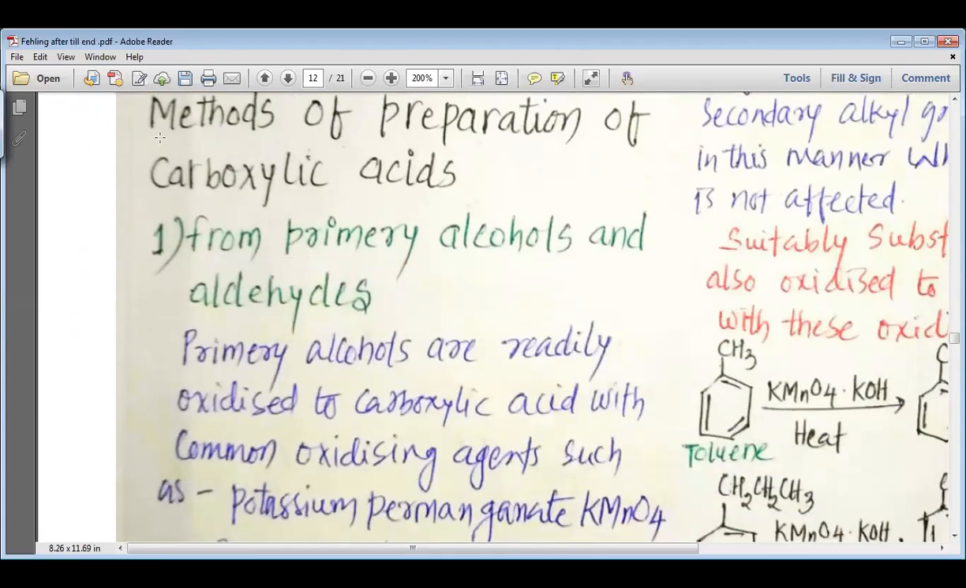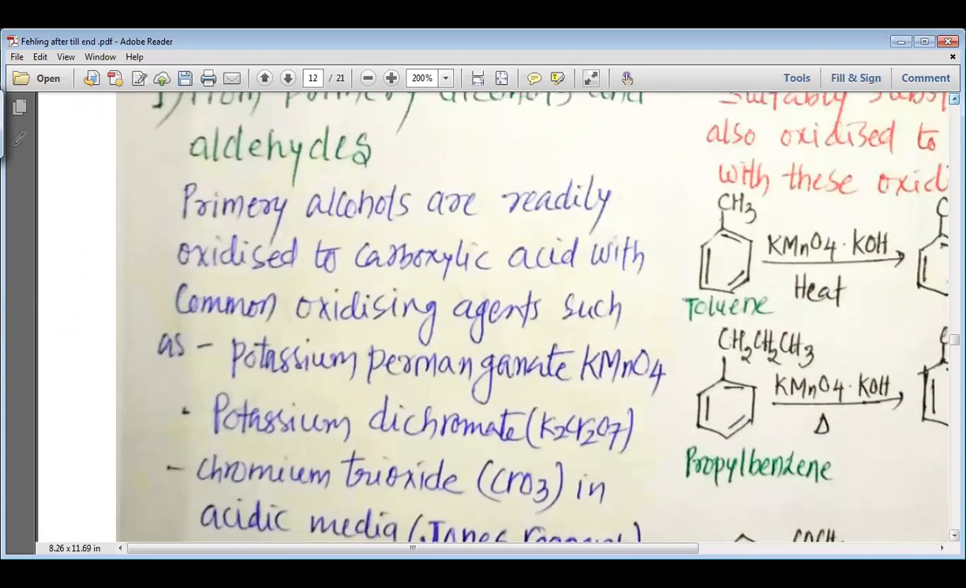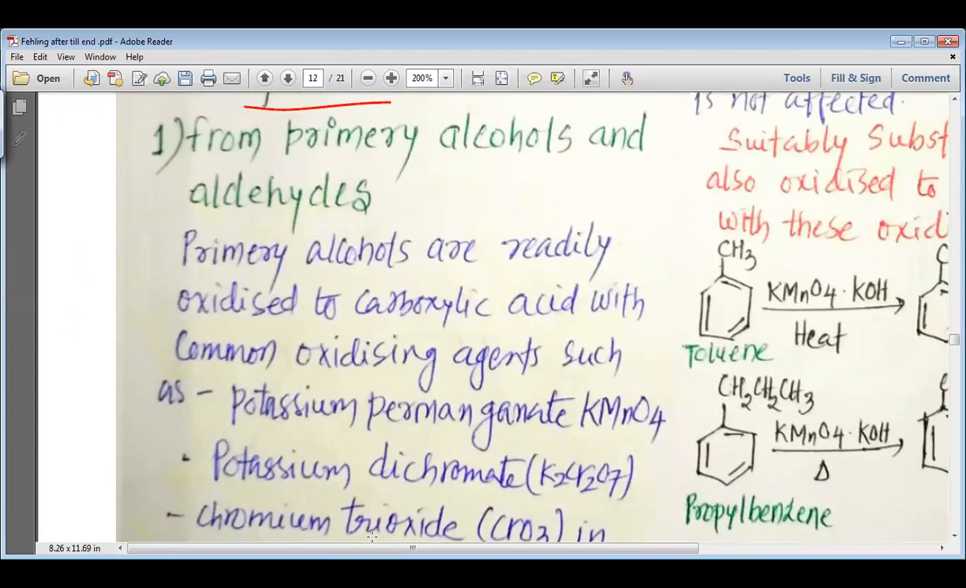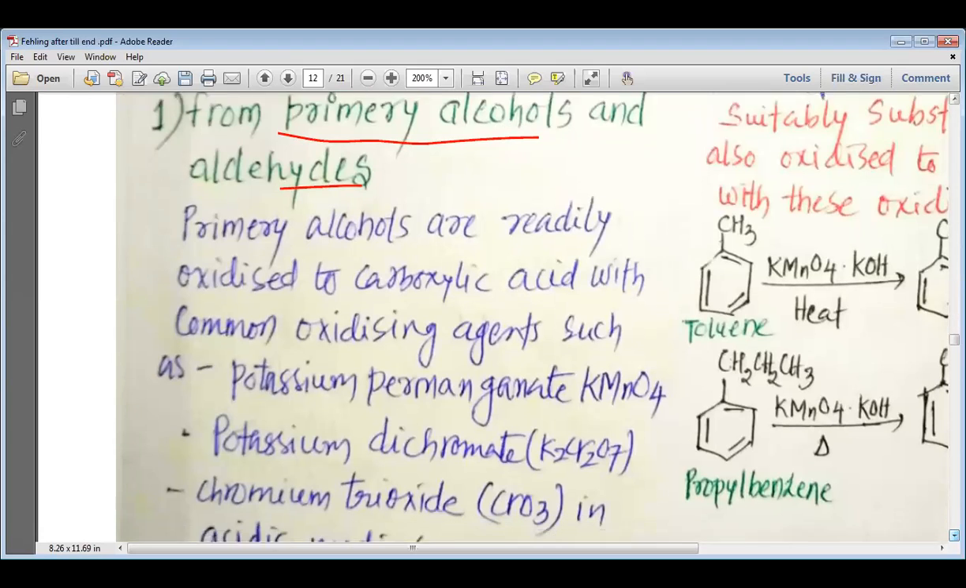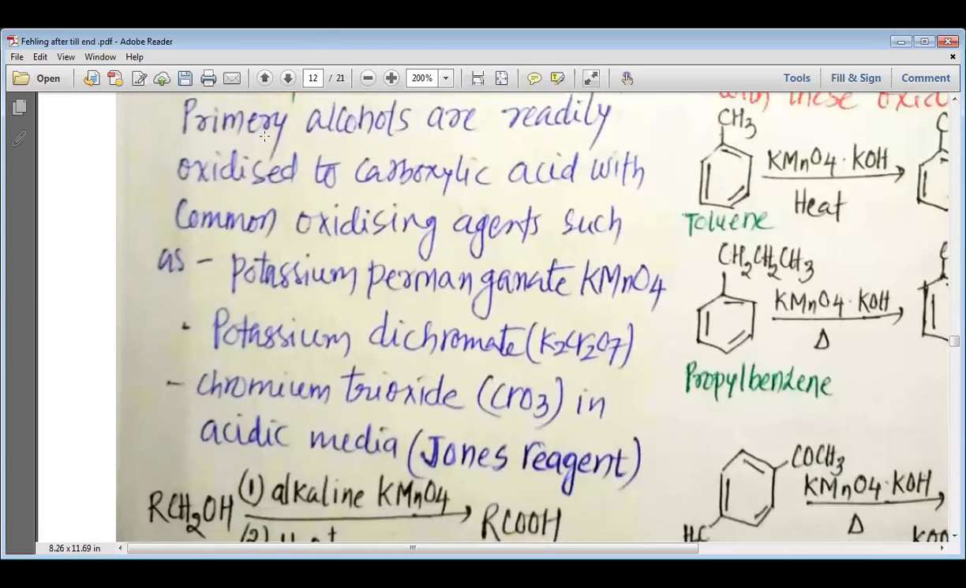Now, my dear students, we want to study the methods of preparation of carboxylic acid. Though we might have discussed some of them, we'll try to minimize their discussion here as much as possible. From primary alcohols and aldehydes: we are well aware that by the oxidation process, from primary alcohols and aldehydes, we can easily prepare carboxylic acid.